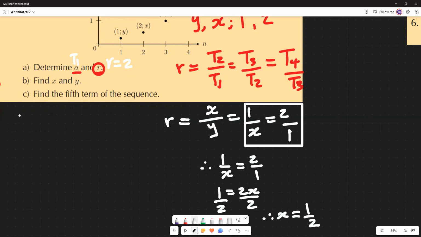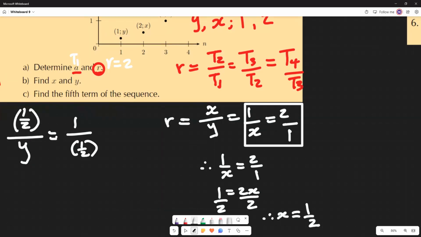So x is half. I have half divided by y is the same as 1 over half. I substitute x there and there, and cross multiply. I have 1 over 4 because half times half, and then I have y. Therefore my a is a quarter and my r is 2. So I found my a and my r, and I also found my x and my y.